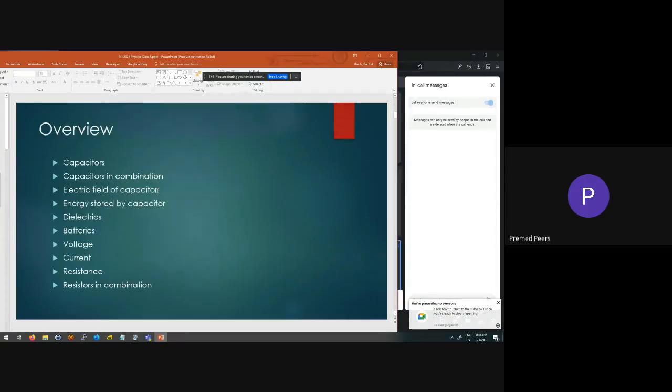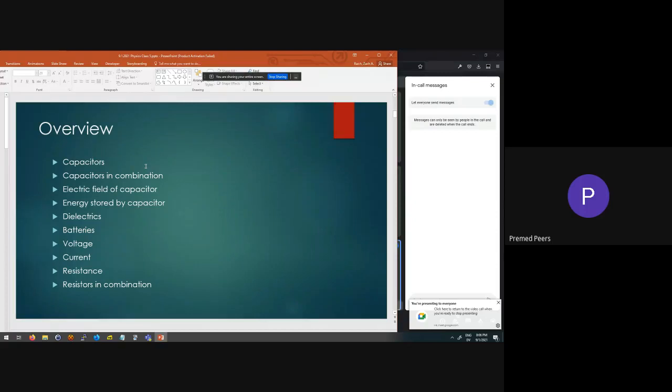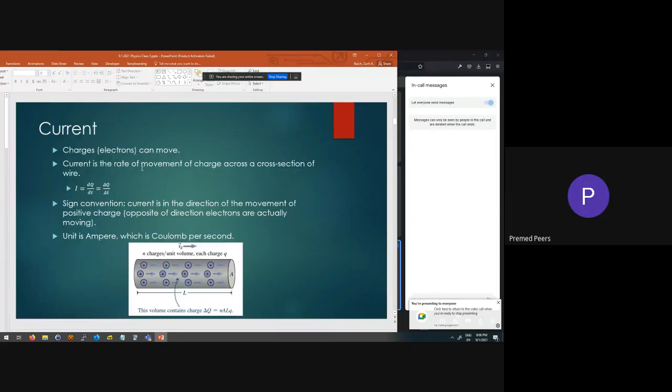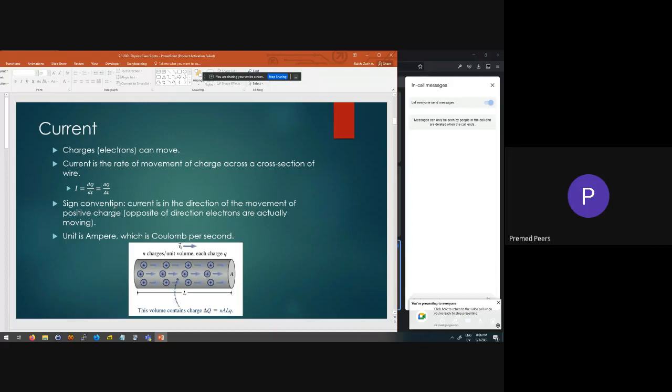Here's an outline of the material. I don't want to read over all of that, so we'll just start off here. I'm going a little bit out of order. This was the order they gave me, but it made more sense to me to start with current.